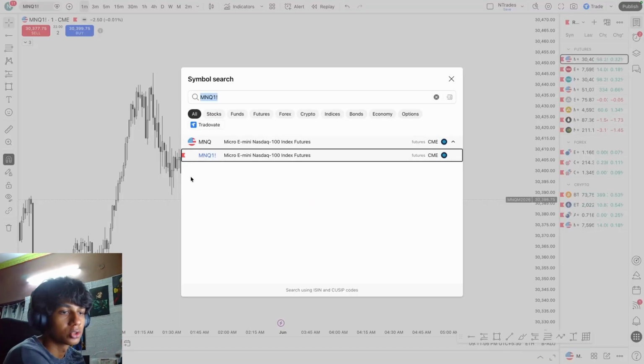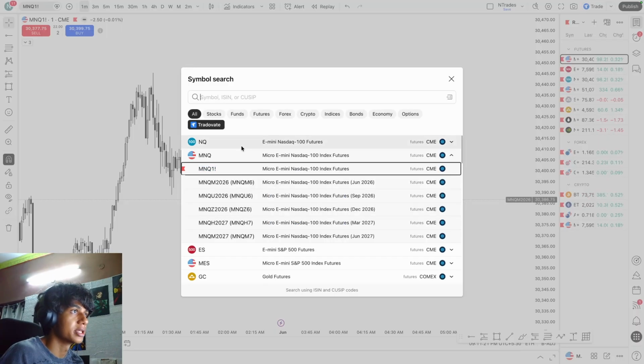What is TradeOvert? So once you buy a futures account, you're gonna have something called TradeOvert options. This is a broker which allows you to connect to your TradingView. जो भी आपका TradingView account है, you can directly connect there. So once you select here and remove everything, you're gonna see all the assets which you can trade.